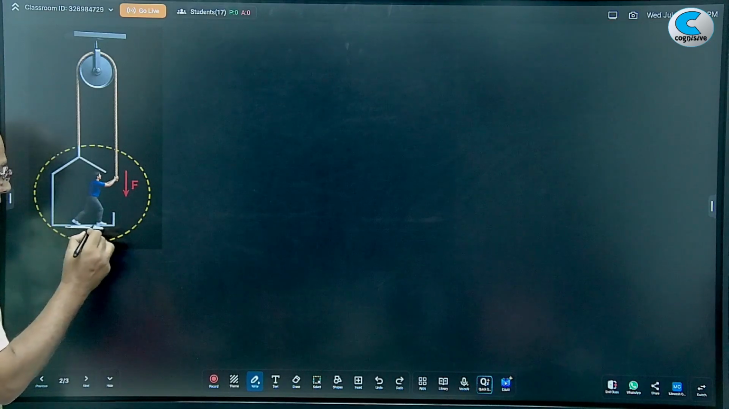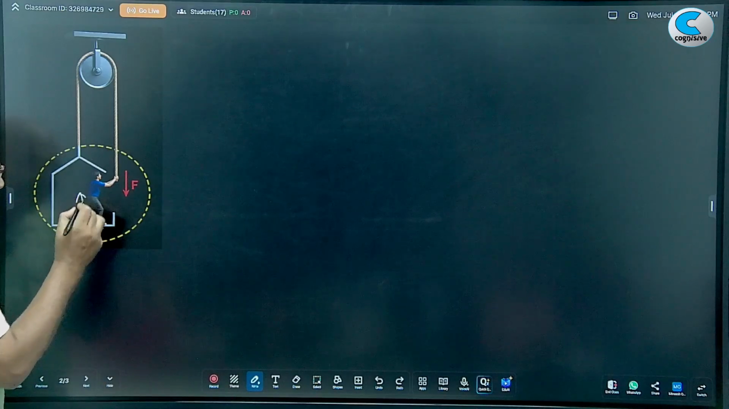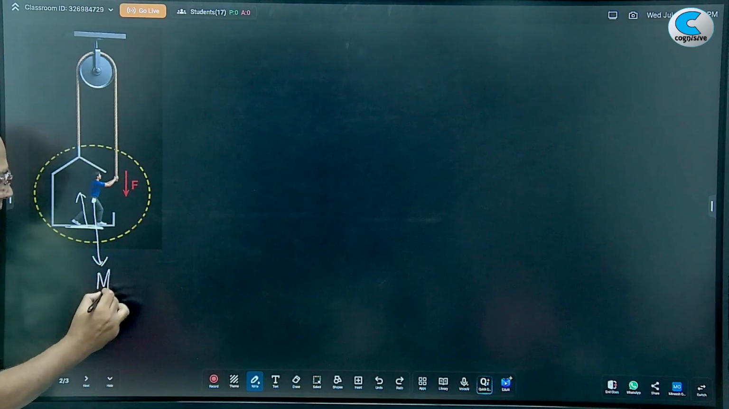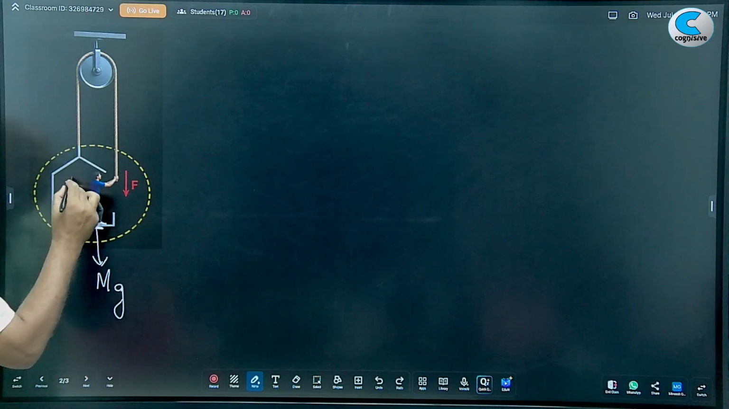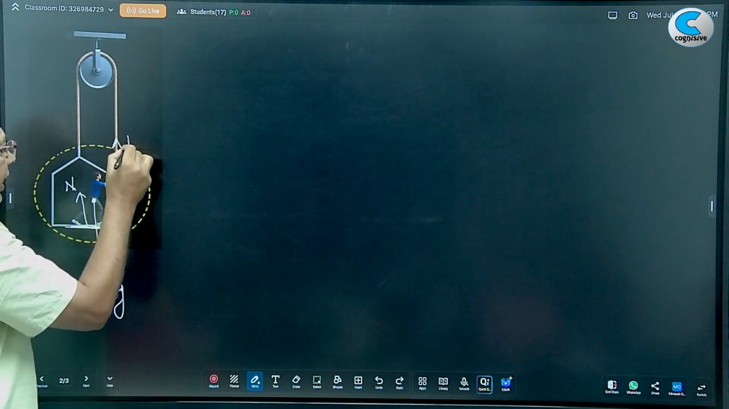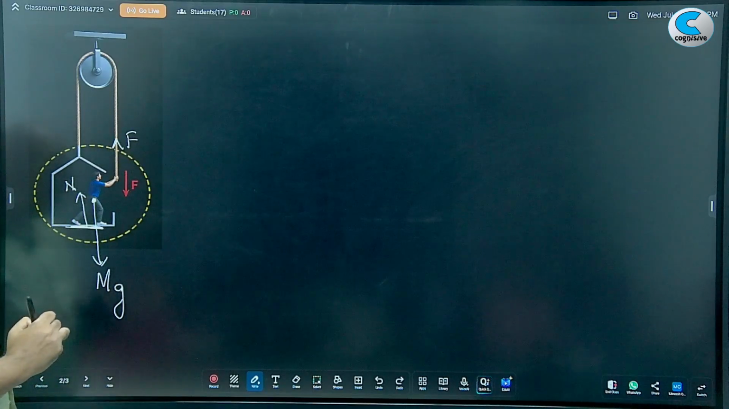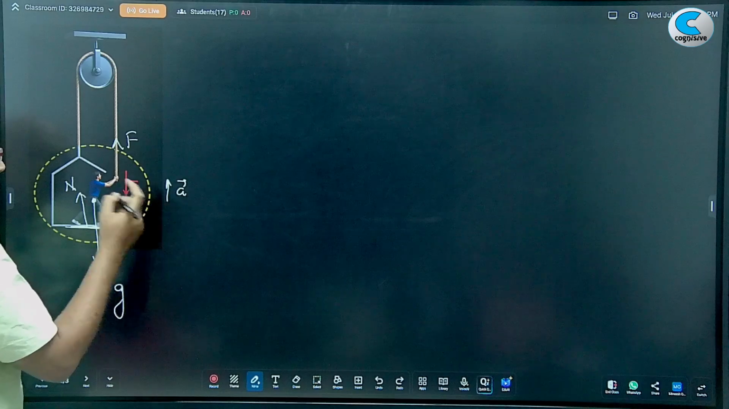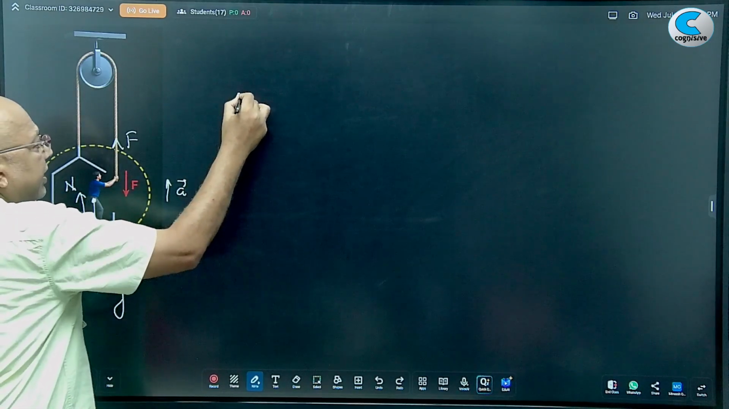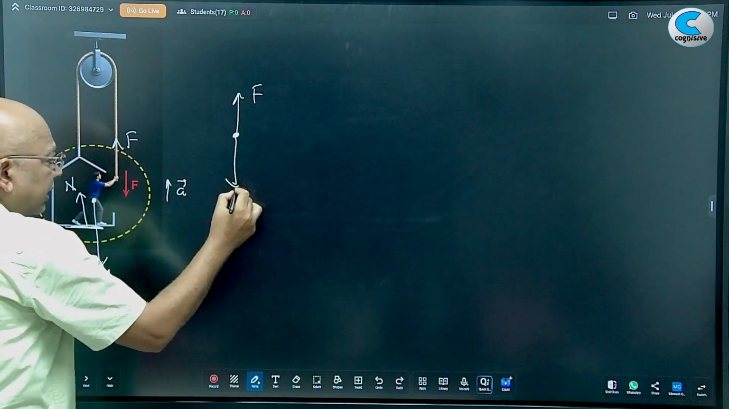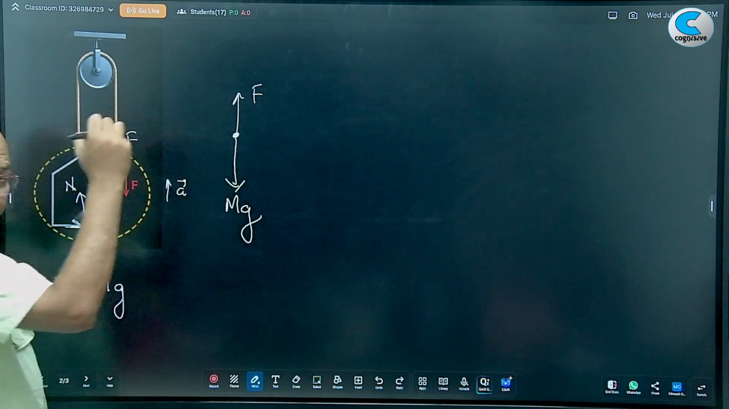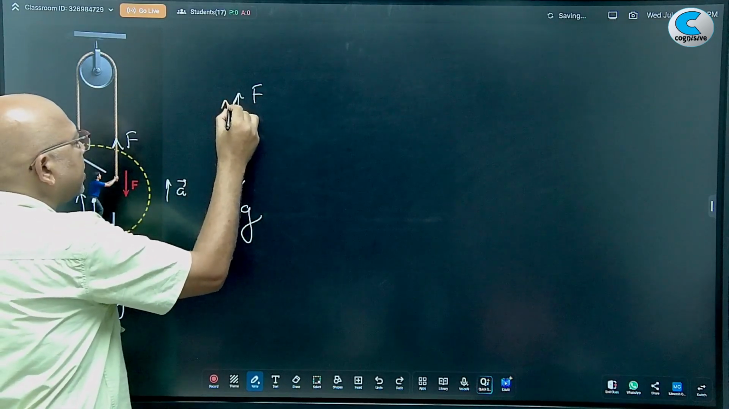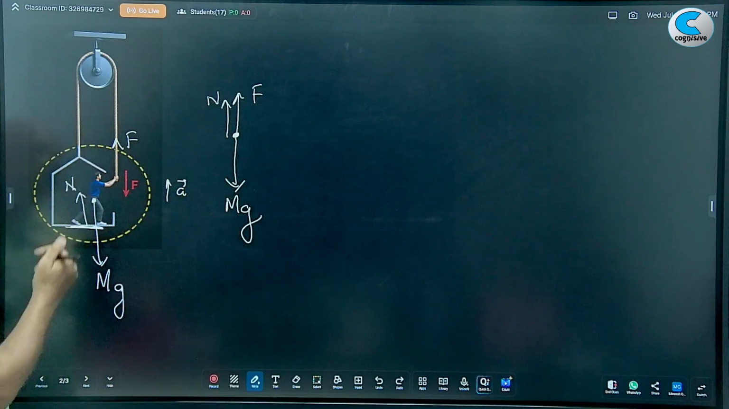Now let's look at the normal reaction offered by this floor. So normal reaction will act in this direction. Now our focus is on this man. So the force acting down is mg, normal reaction is N, and he is pulling it up with the force F, right? And it produces some acceleration a. Now in this case, we find that there is a force F in the up direction, downward force is mg, right? And then there is a normal reaction here in the upward direction.